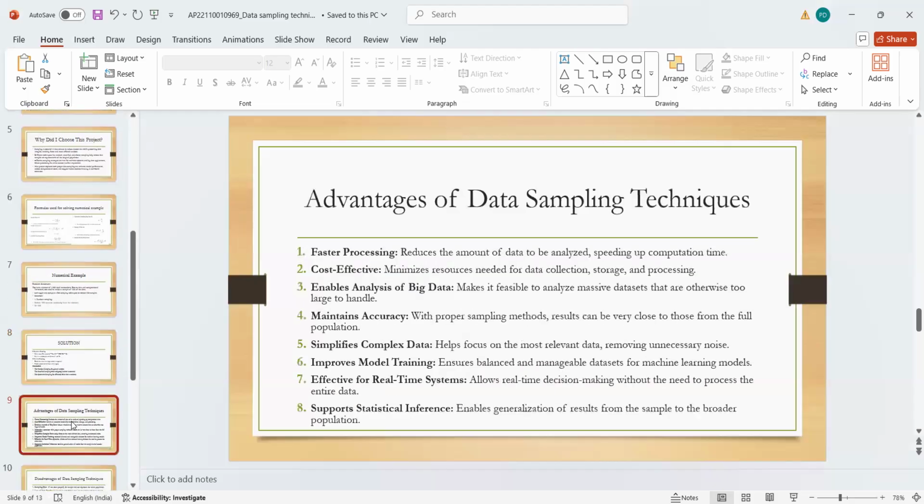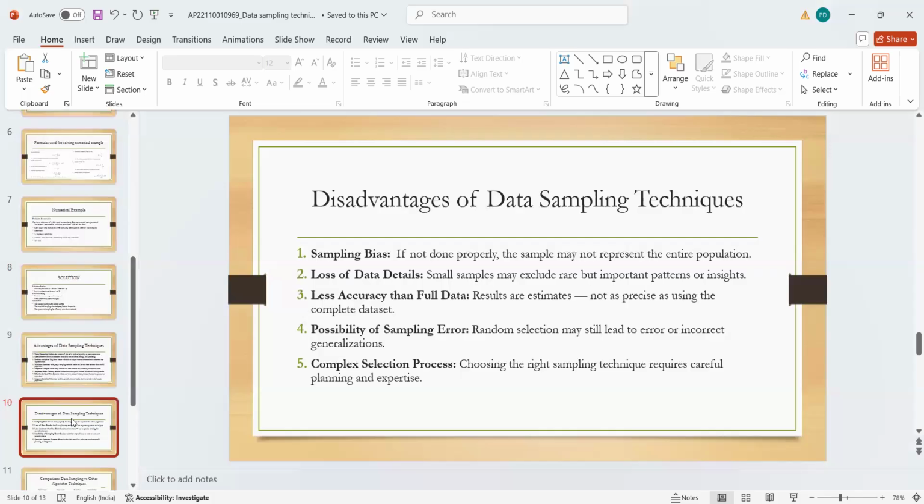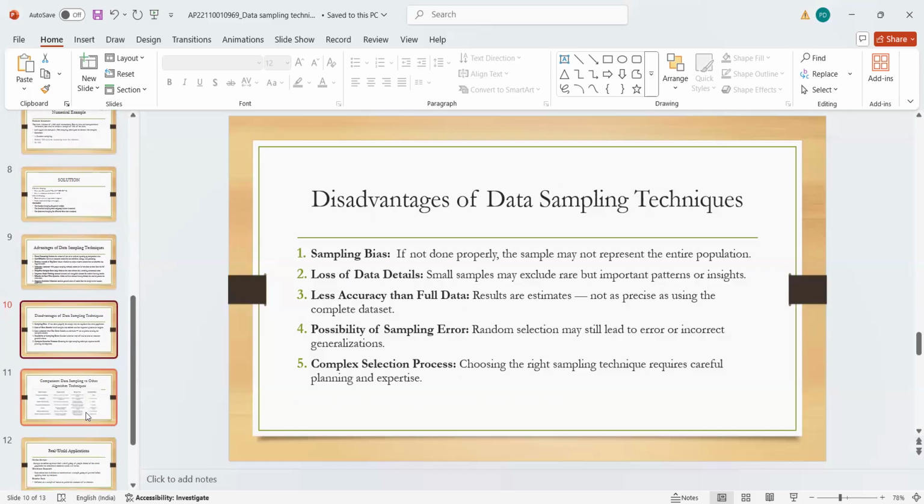Advantages of data sampling techniques: faster process, maintains accuracy, simplifies complex data, effective for real-time systems, improves model training, supports statistical inference, enables analysis of big data. These are the advantages of data sampling techniques. Disadvantages of data sampling techniques: loss of data details, less accuracy than full data, possibility of sampling errors, complex selection process, sampling bias. These are the disadvantages of data sampling techniques.